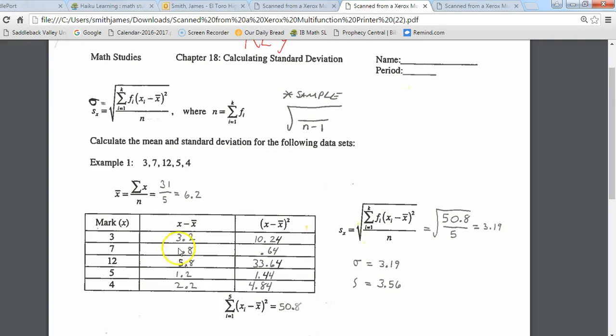You'll notice that I wrote all of these as positives. I know that some of those were negative, but I just sort of ignore the signs because in the next step, we're going to square those, and they're all going to become positive anyway.